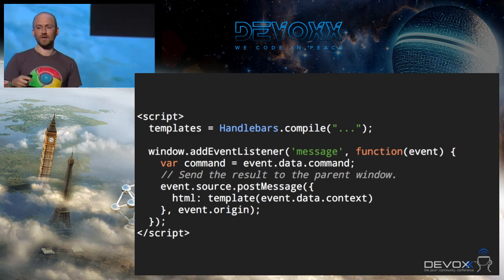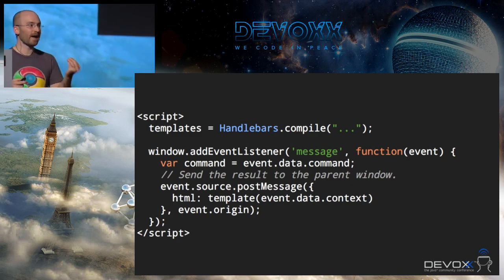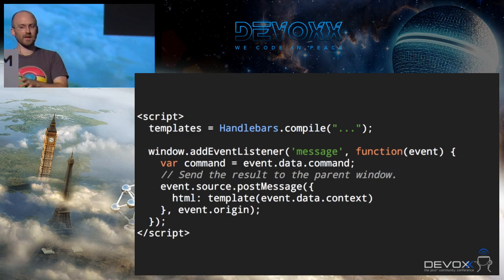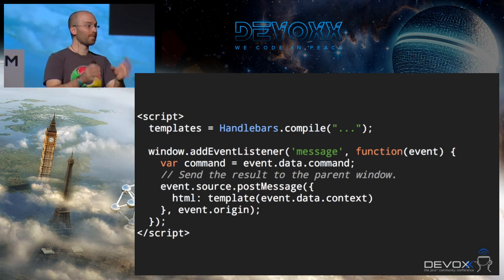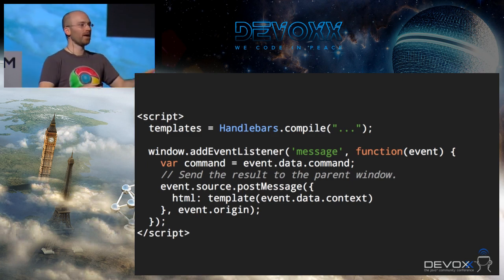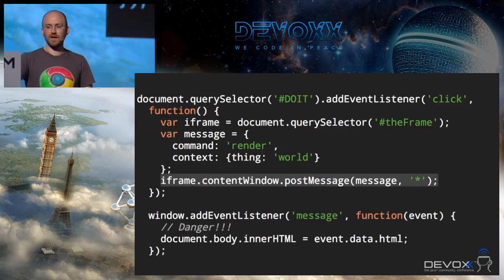It listens for message events, grabs the context that was passed in, and uses that context to populate a template. So Handlebars does its work. It uses eval. It uses this dangerous but very performant code in order to do some templating. Then I can pass that HTML back up to my parent frame. And in the parent frame, you'll see that I'm actually using document.body.innerHTML to write this content out to the page.